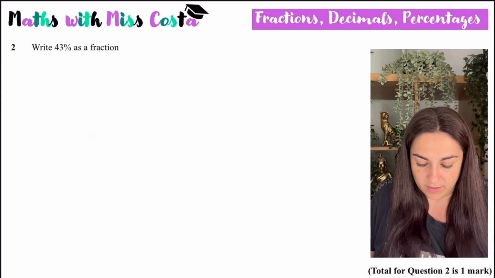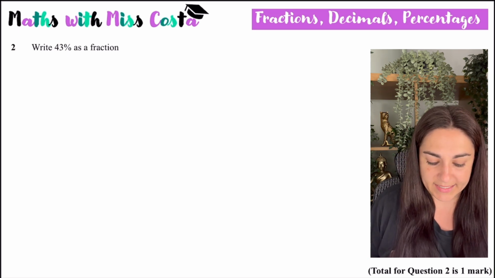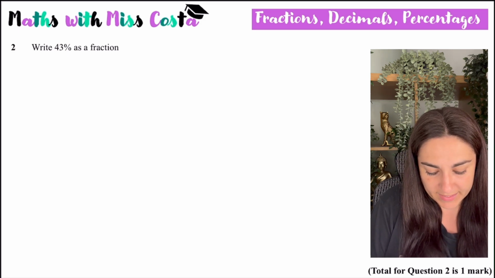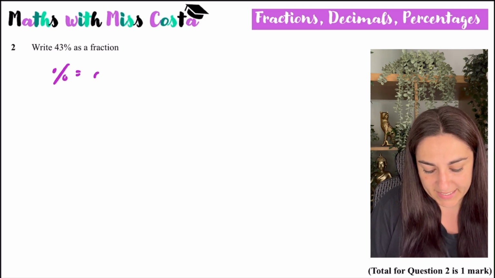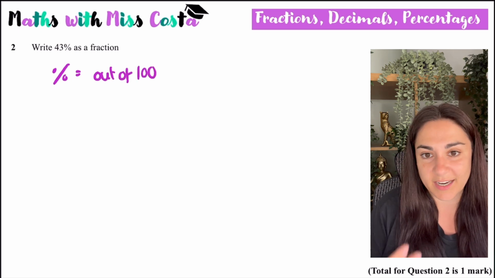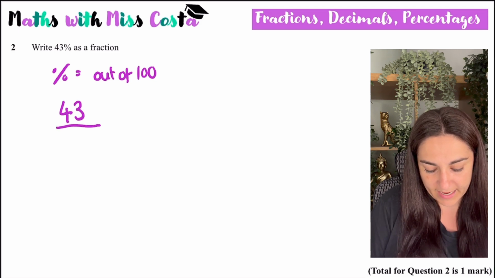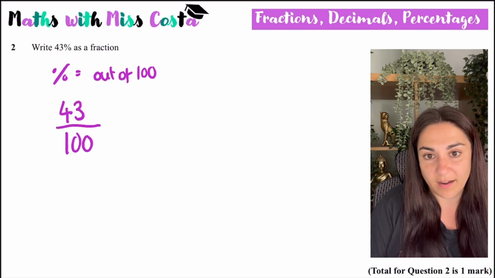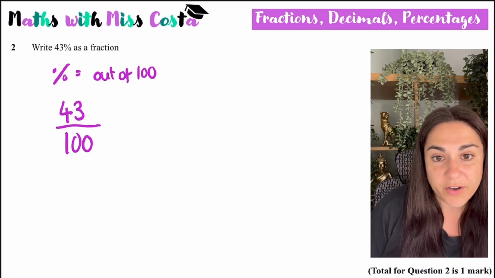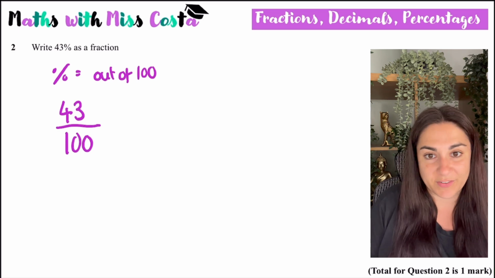Okay, next we are told to write 43% as a fraction. So you do have your calculator, you could do fancy tricks on it, but all you need to know is that percent means out of 100. So whenever you're asked to turn a percentage into a fraction or a decimal, all you do is you write it out of 100 or over 100. So 43% is just 43 out of 100. And it's not asked you to simplify it, so you can just leave it like that.